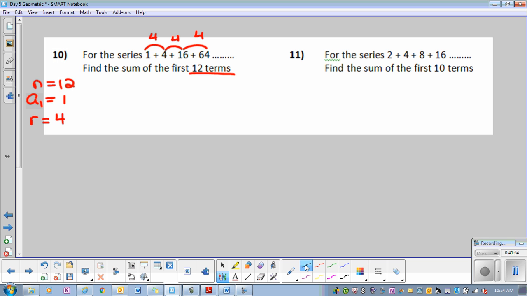So I'm going to use that third formula on my formula sheet, right? So that is S sub n equals a sub 1 times 1 minus r to the n over 1 minus r. Yeah? So let's plug it in. S sub 12 equals, a sub 1 is 1.